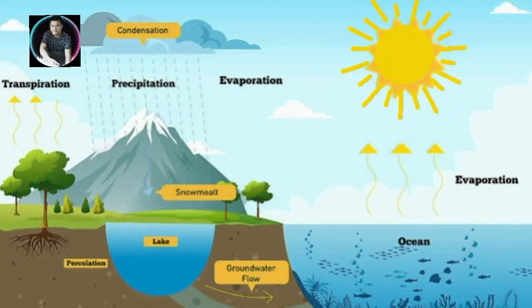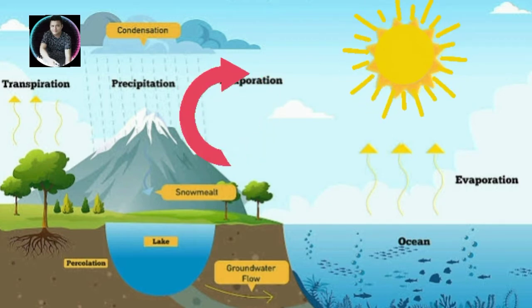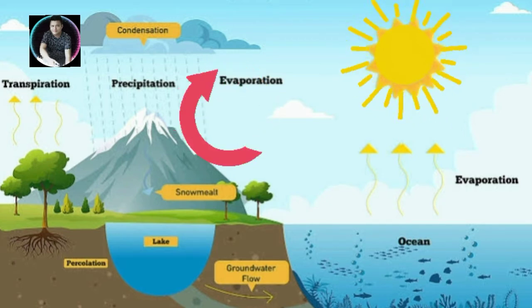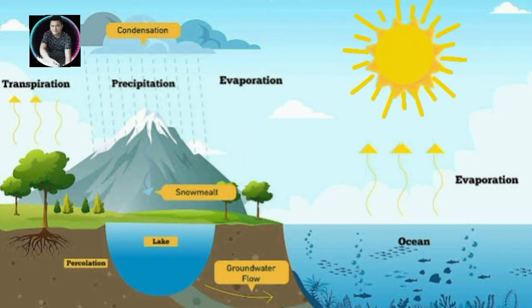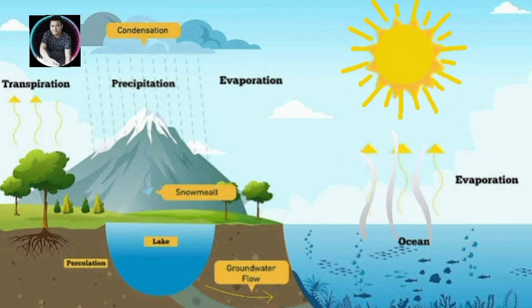Water circulates around our world in a sun-driven cycle, from the sea to the sky, to the land, and back to the sea. When the sun heats the seawater, it turns into a gas called water vapor, which rises into the air by a process known as evaporation.